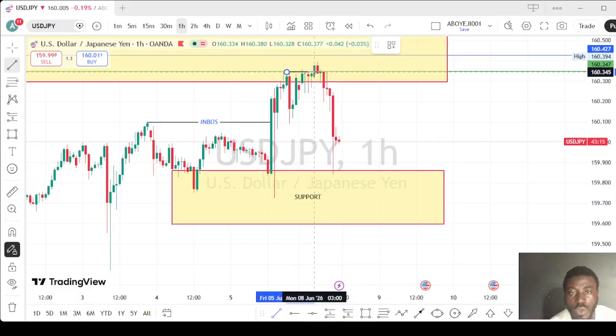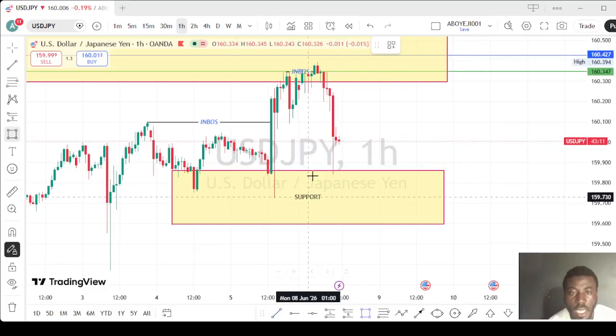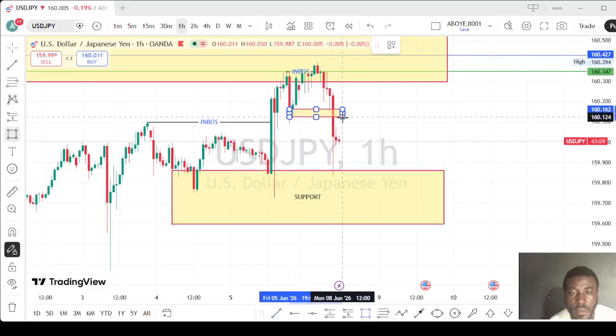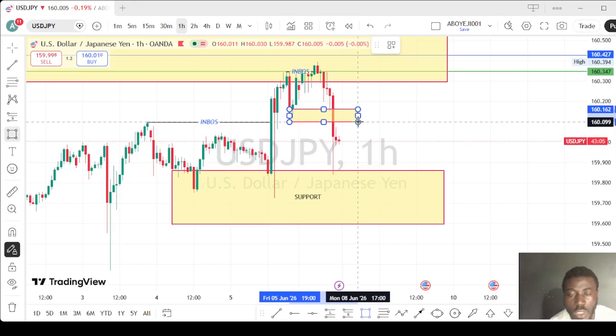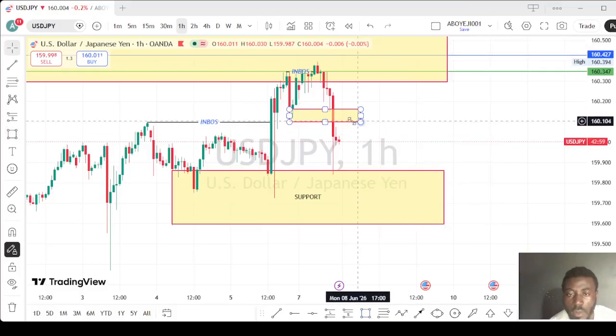This is the break of structure on the 1 hour time frame. And this is where the opportunity is, and it has turned to what? It has turned to a breaker block. This is a breaker block.